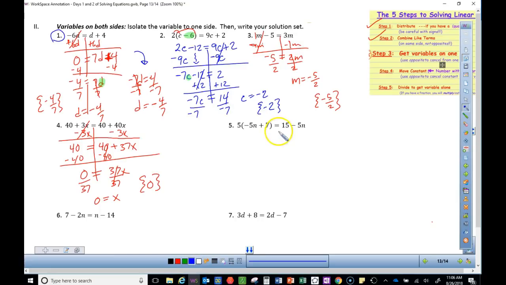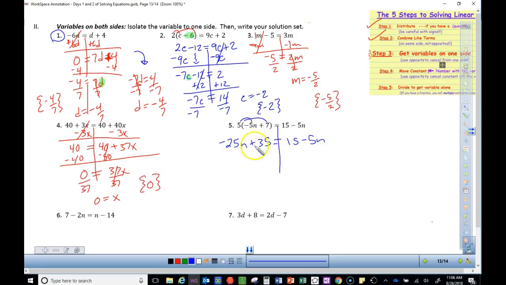Okay, so step 1 is always distribute if we have parentheses. So we'll have 5 times -5, or -25n. And then we have 5 times +7, so that's positive 35. Bring this stuff down.